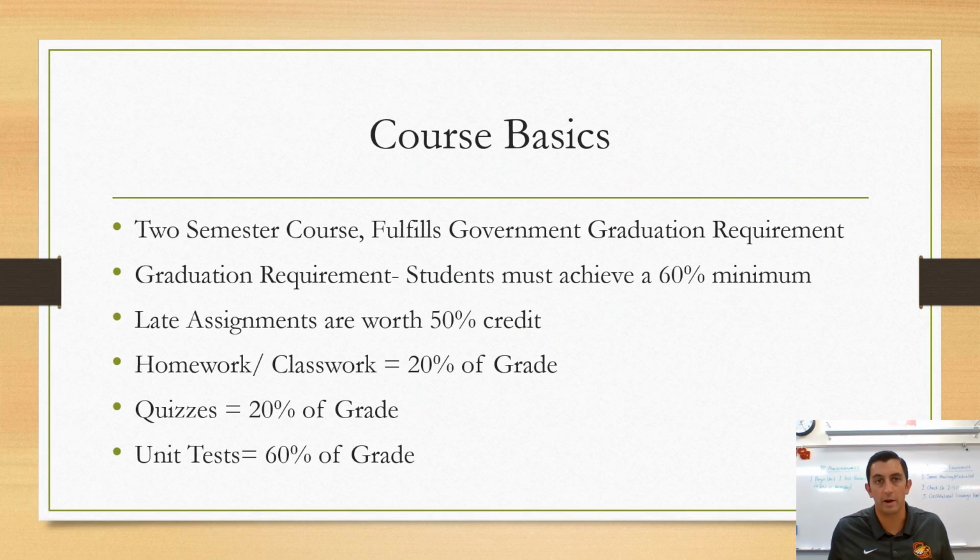The course for AP Macroeconomics is a 2-semester or full year course. It fulfills both the government and economics graduation requirement. The graduation requirement is that students receive a minimum of 60% of available points both semesters. Late work is valued at half credit or 50%. Homework and classwork account for 20% of the student's overall grade. Quizzes are 20% of the overall grade, and unit tests are 60%. So there is a heavy emphasis on the unit tests this year.